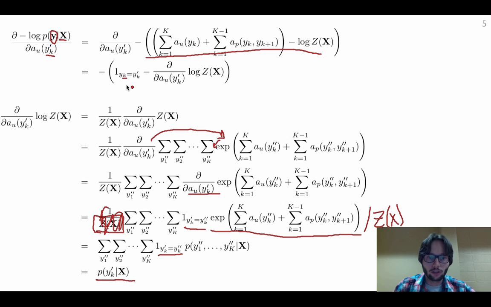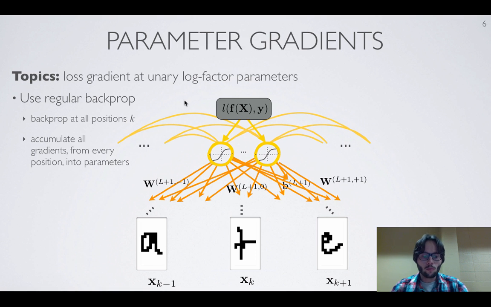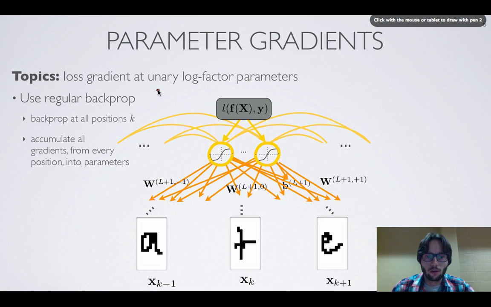And so the partial derivative with respect to the log unary factor is the indicator function minus the probability under the model. So that's great. We now have the partial derivative with respect to the log unary factor, but we don't have it with respect to the parameters in the log unary factor.